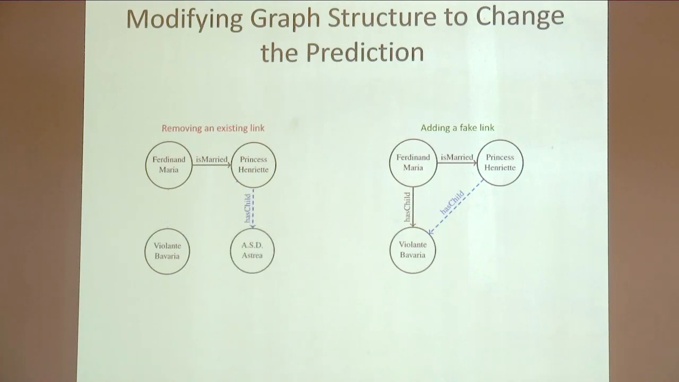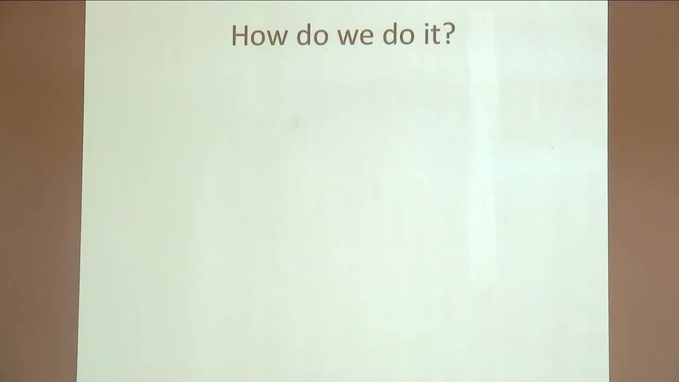The first one is removing an existing link from the graph surrounding Princess Henrietta, like the offspring information for the husband. And the second type of modification that we consider is adding a totally fake fact in the surrounding of Princess Henrietta. So now the question is how to find these modifications.